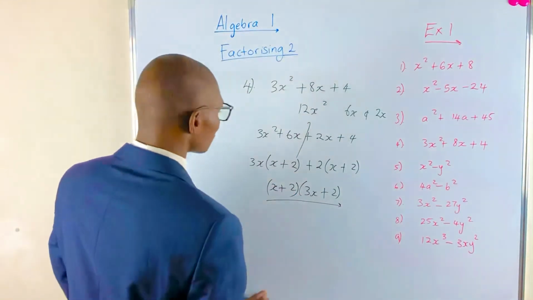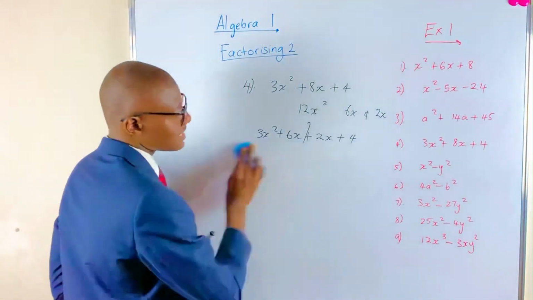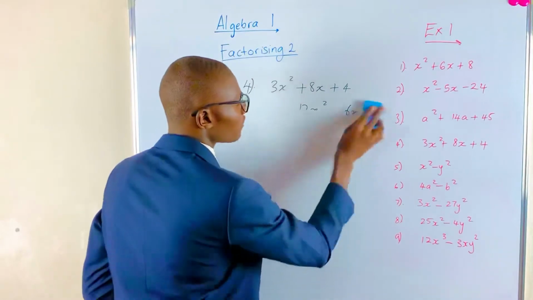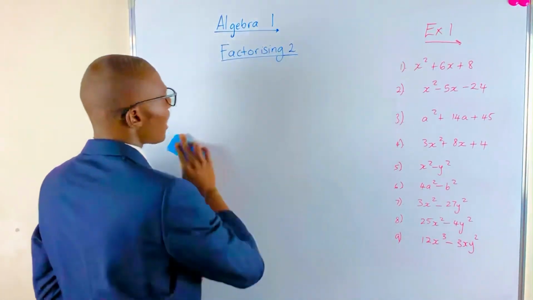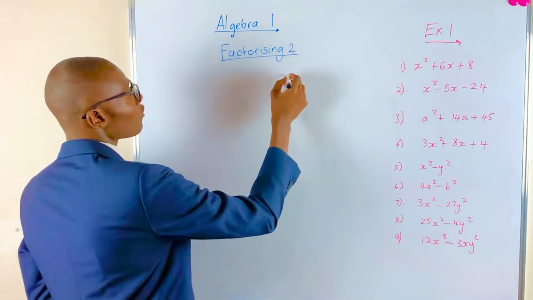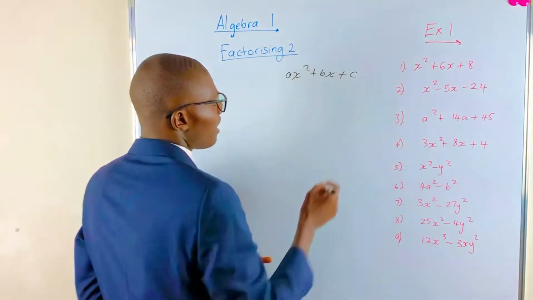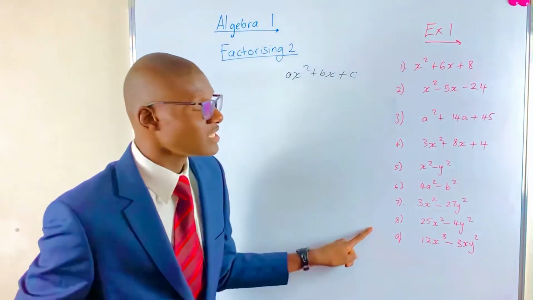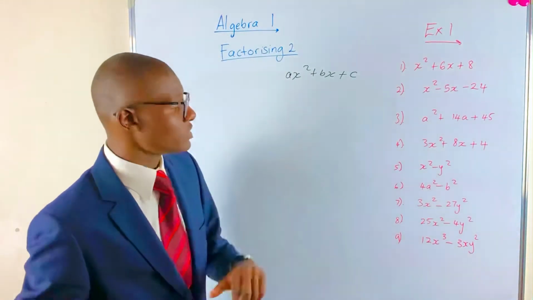So now I would like to continue to look at number 5, and then number 5, 6, 7, and 8. Now we have to apply what we call the difference of two squares. Why? Because a quadratic expression is an expression of the form ax squared plus bx plus c. But for these, as you can see, we only have two terms. We don't have the middle term.